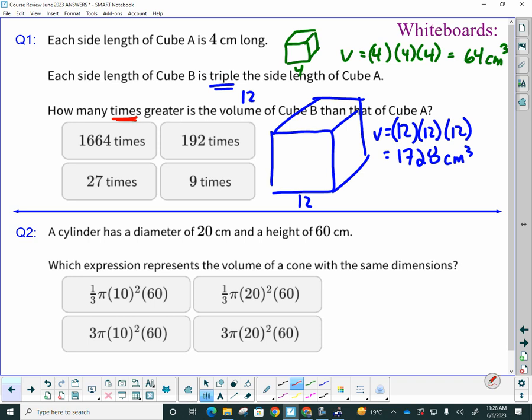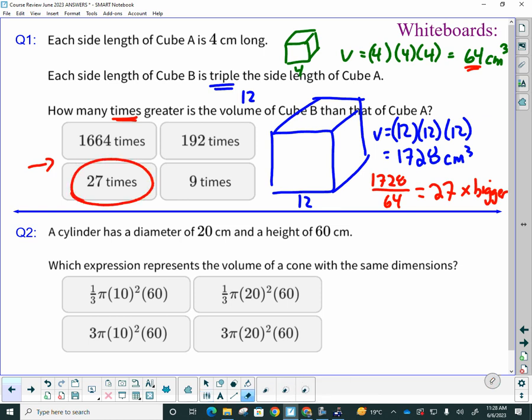So we're not going to get fooled and just look for 64 or 1,728 in our answers. It's not that. We need to know how many times bigger it is. So we're going to do 1728 divided by 64, which will tell us how many times bigger it is. So that's 27 times bigger. So our answer then is 27 times bigger.